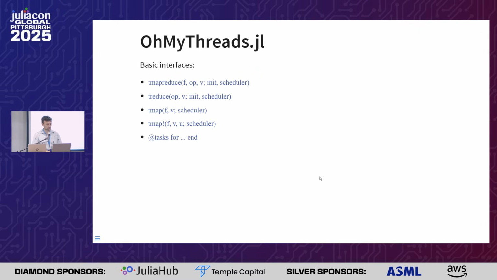So the basic interfaces we developed for OhMyThreads are a MapReduce function, and a reduce function, which is just without the f mapping function, and a map function, because this is often something people also need. They just want to apply some function to every element of a vector and give me all the results. And then a mutating version of map, and also a tasks macro, because people like writing for loops.